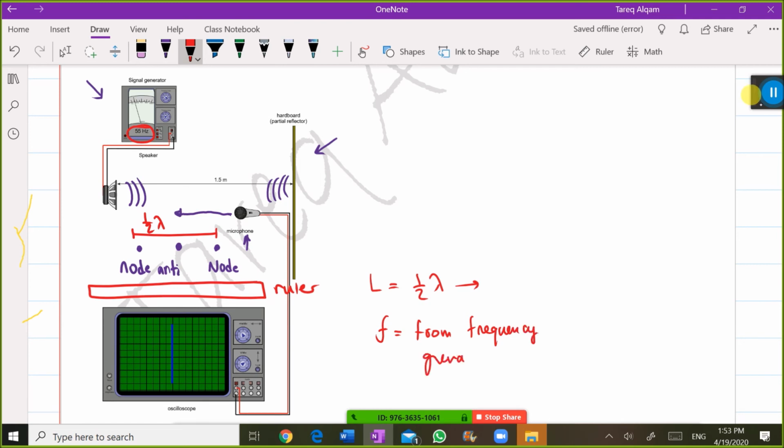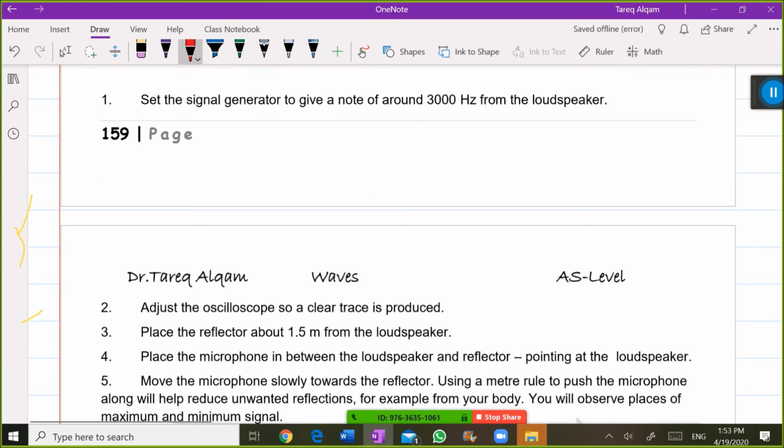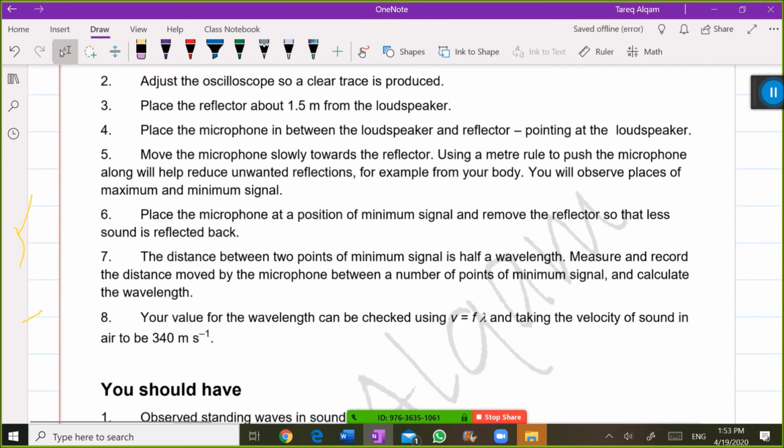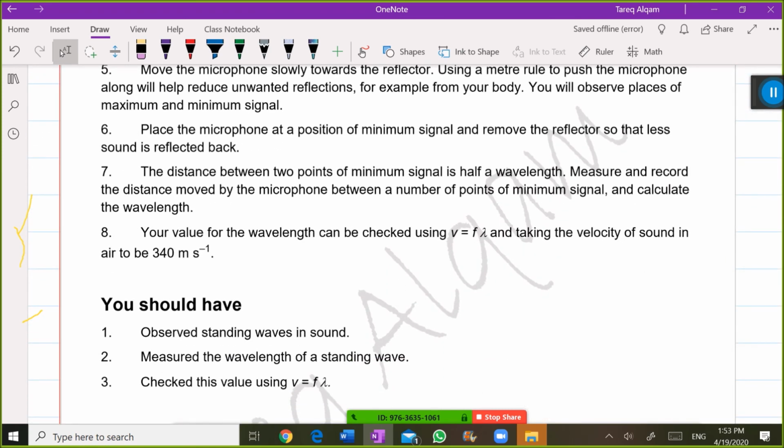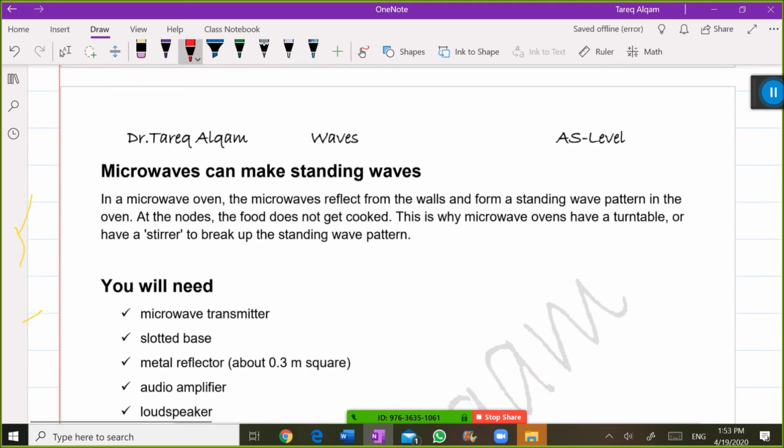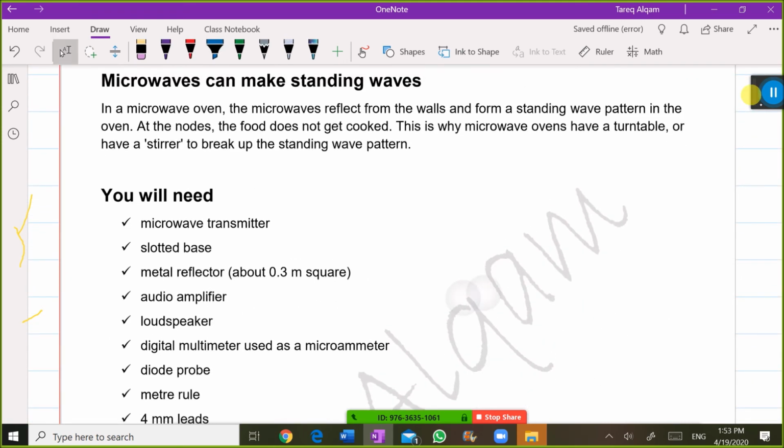Accordingly, guys, the speed equals what? Frequency times lambda. I can measure the speed of sound in air. All the details, guys, are mentioned here. Also, I can form standing waves using a microwave source.